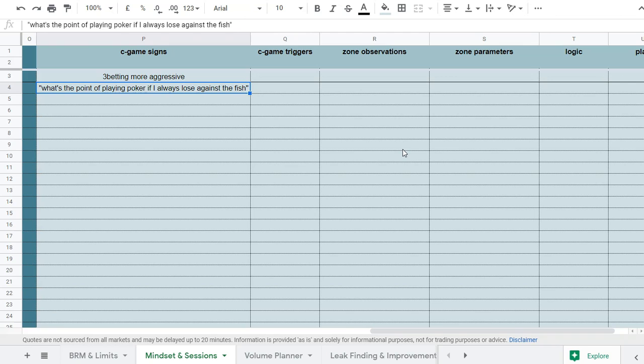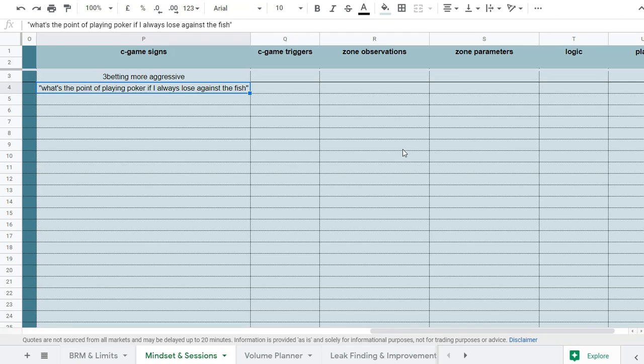To give an example of how the flowchart might work in this case. First of all, this thought process flashes across our brain. What's the point of playing poker? I've just been sucked out on by a fish. What's the point of playing if I can't even beat the fish? Then the next thing we'll be thinking about is some of our other C game manifestations. For example, we know we're now playing our C game because of this thought process that's occurred in our brain. We now need to counteract the fact that we're going to tend towards 3-betting more aggressively than we should.